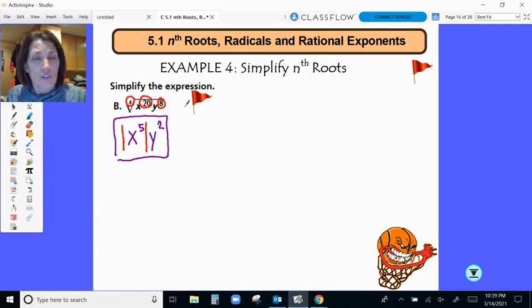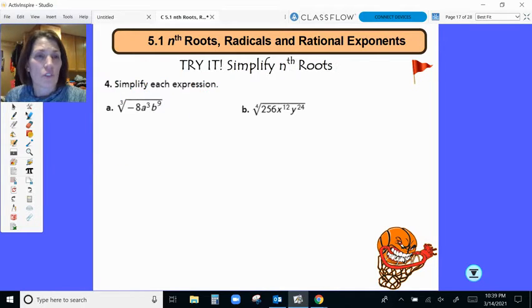If it ever says to assume all variables are positive, then we don't need to worry about the absolute values. But if we don't assume the variables are all positive, we have to watch those absolute values. Okay, so you might want to try these on your own here. Come back and see how we do, okay?